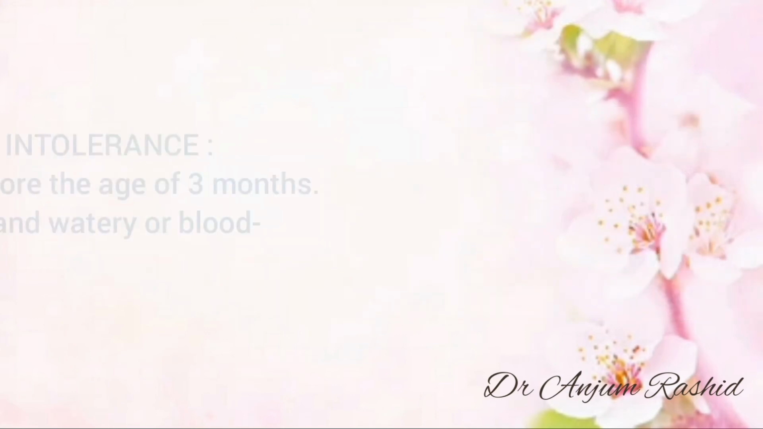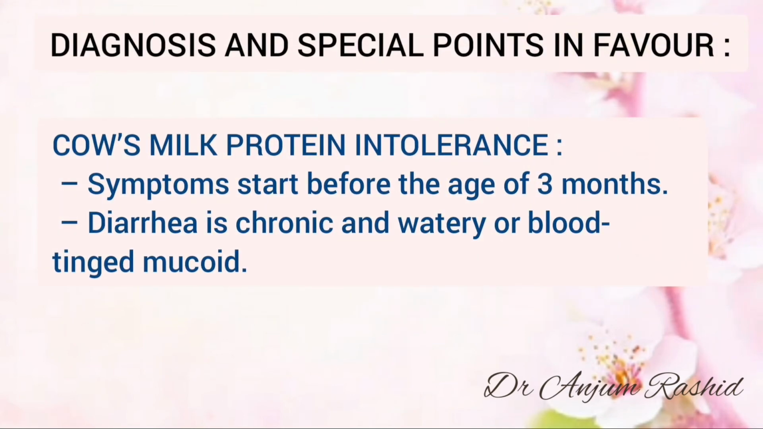The diagnosis is cow's milk protein intolerance. In this, the symptoms start before the age of 3 months. Diarrhea is chronic and watery or blood-tinged mucoid.